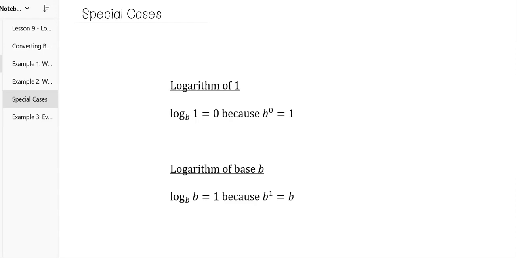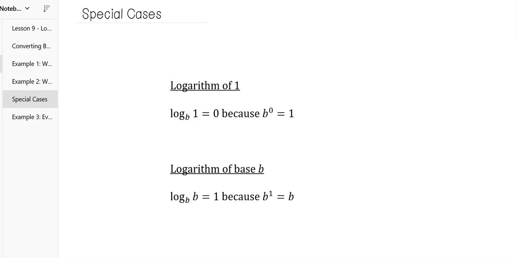Well, think about it. If I were to convert that, b to the y equals x, it would be b to the 0 power equals 1. Well, what is anything to the 0 power? It's 1. And we're again going to go over some examples of problems where this is the case.